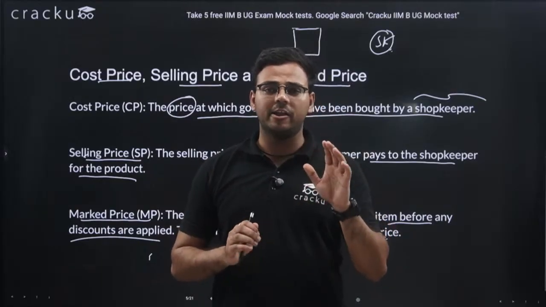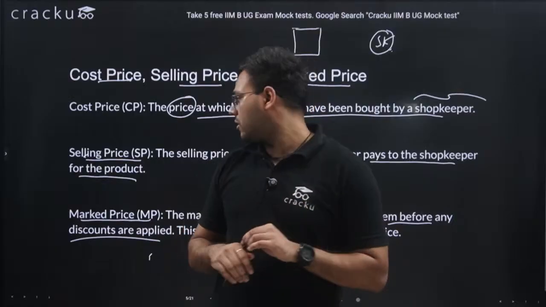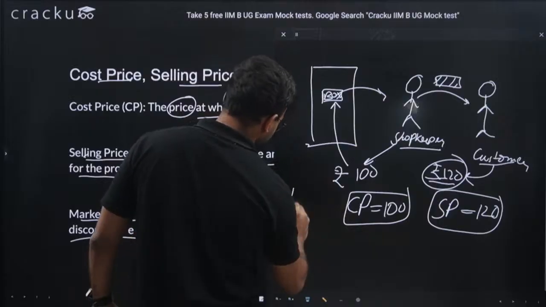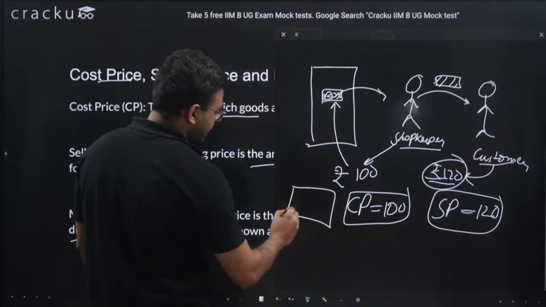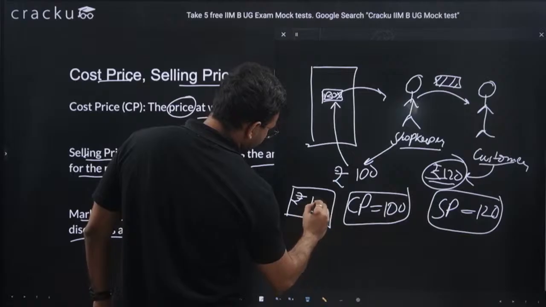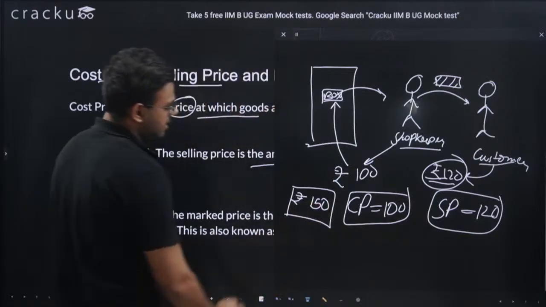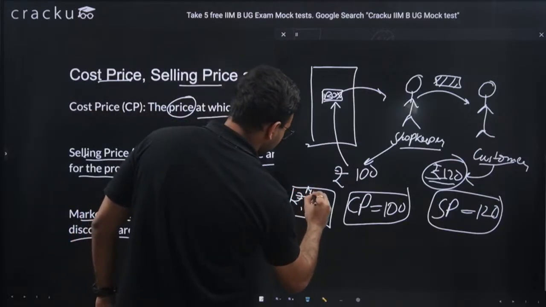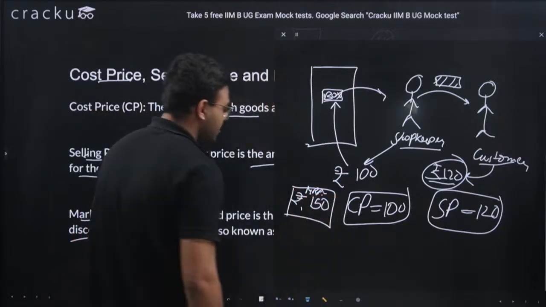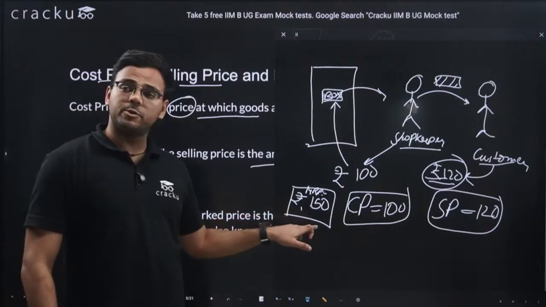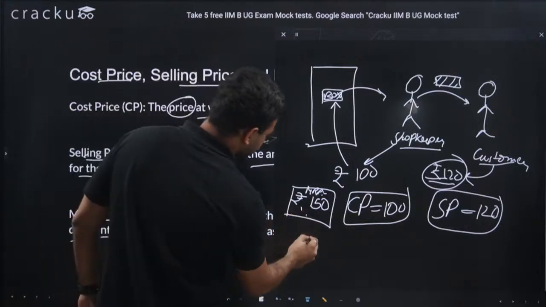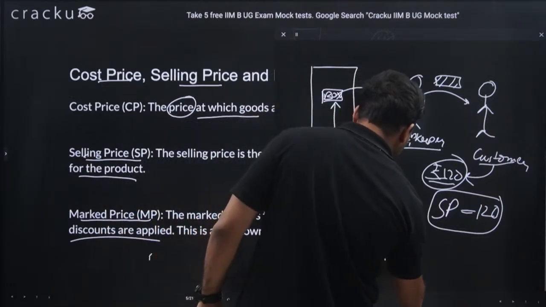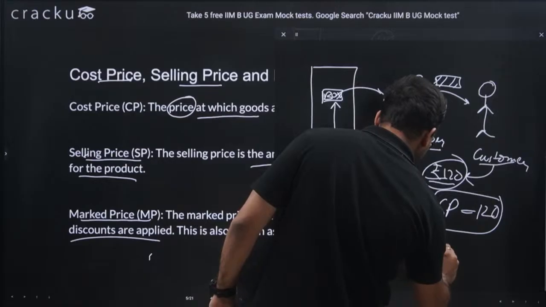So any kind of label which I put on the product, let's say on this box, I put a label that the price of this item is rupees 150. I put a label on this box that this is, let's say, the MRP, rupees 150. So this MRP rupees 150 is basically the mark price. The mark price of the item, which is MP, is equal to rupees 150.